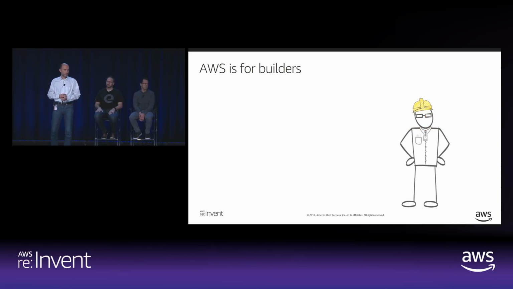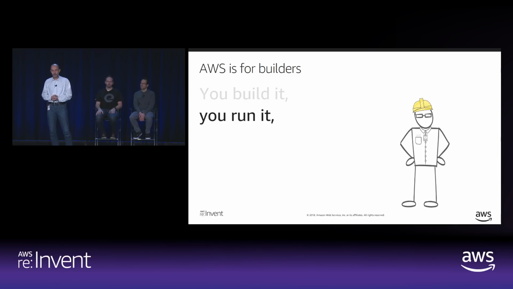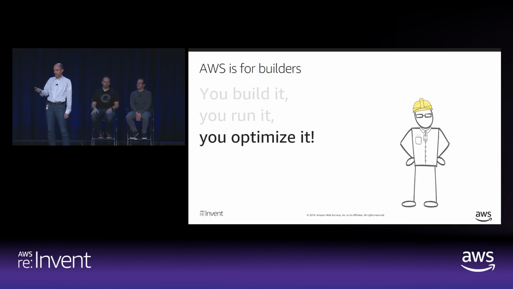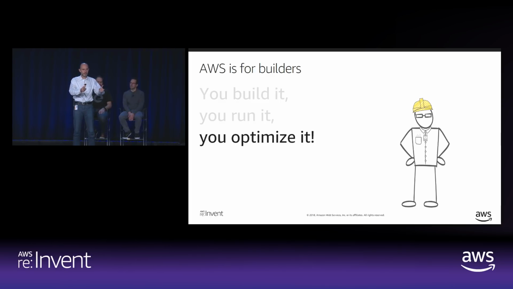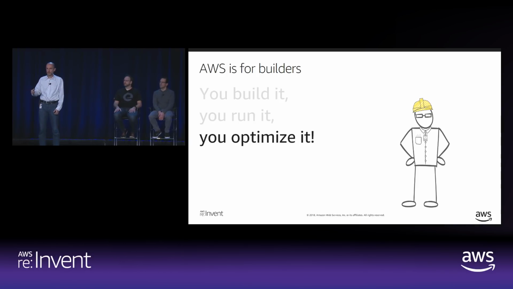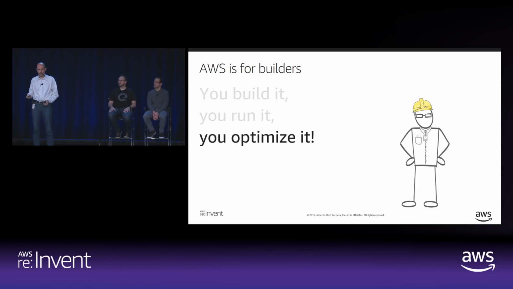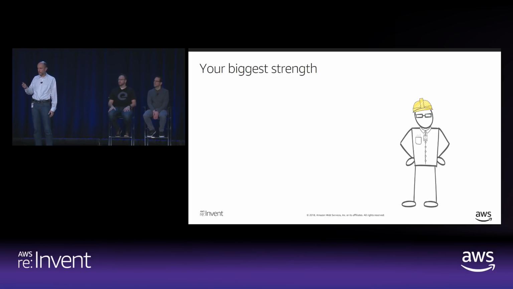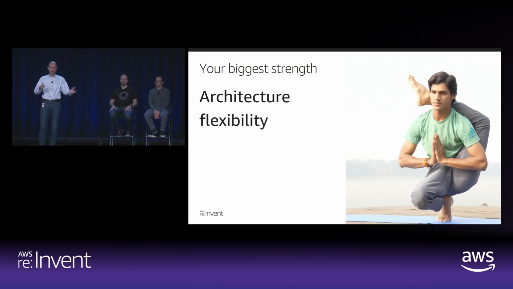Now, AWS is for builders, and you're all builders here in this room. And as a builder, you build it, and you run it. You've probably heard that before. But the other thing is, you also optimize it. And the thing is that in the past, when we used to work with hardware, architectures were hard to change. You built something, and then you were stuck with it for 3 to 5 years. Now in the cloud, you can change architecture all the time. So you can optimize and optimize and optimize and enjoy more savings and improve your architecture. So please do that. Because as an architect, your biggest strength really is architecture flexibility.